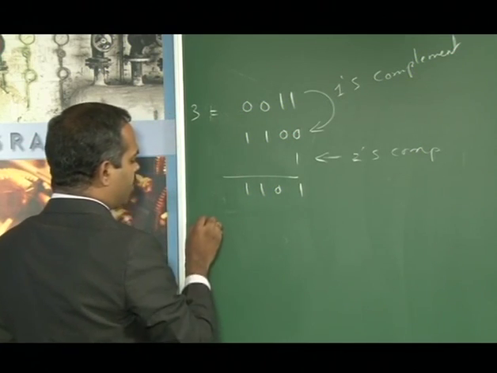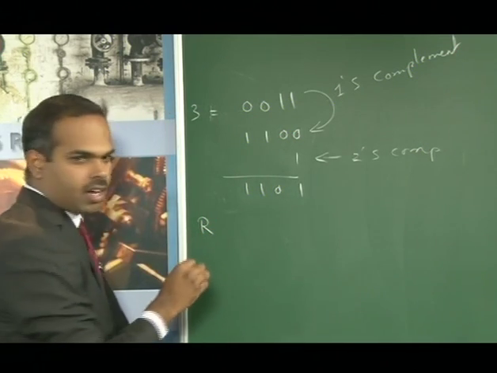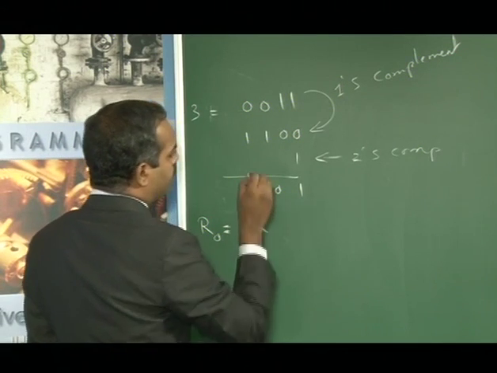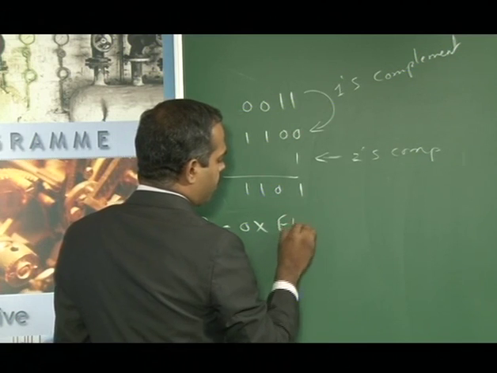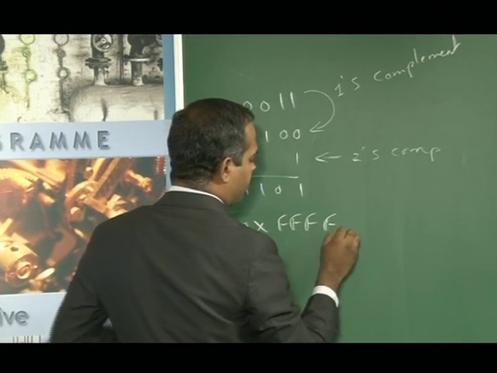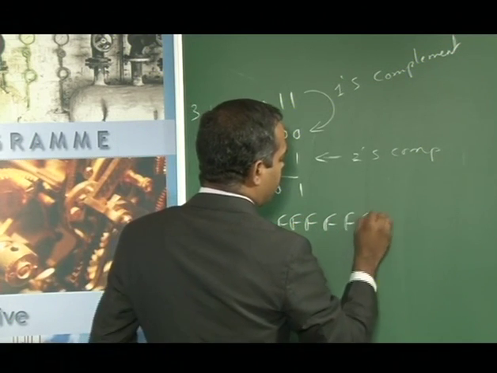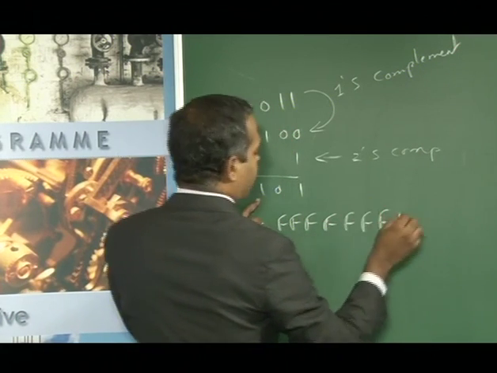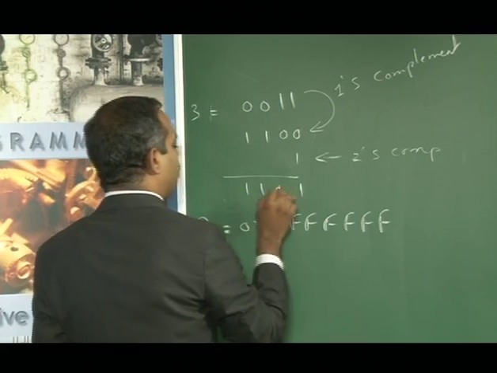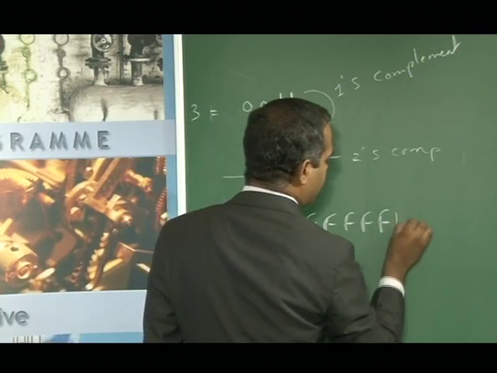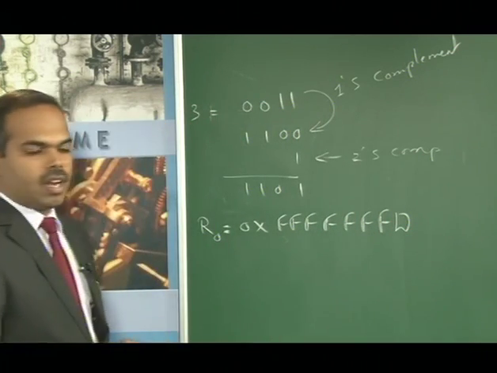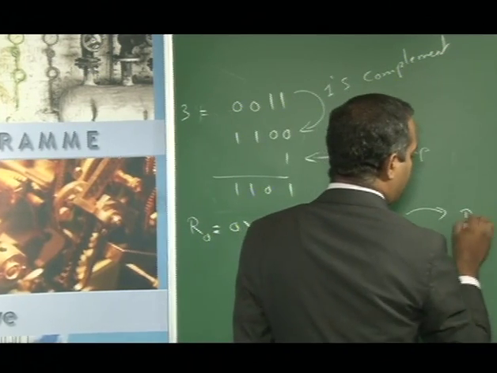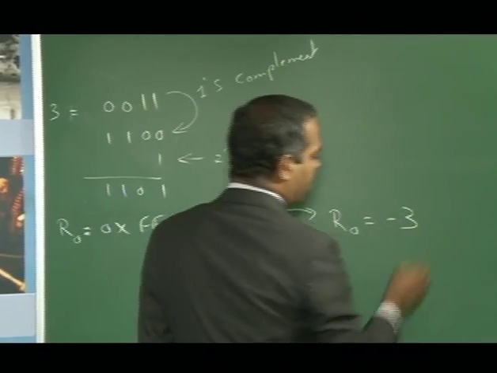If I have to take the full register, R0 value is 0x, F's followed by this value. What is this value? 8 plus 4, 12 plus 1, 13, that is D. Now this D indicates R0 equal to minus 3.